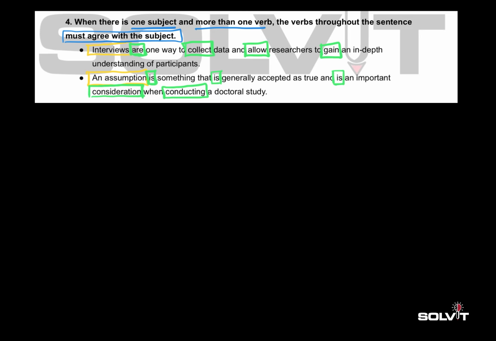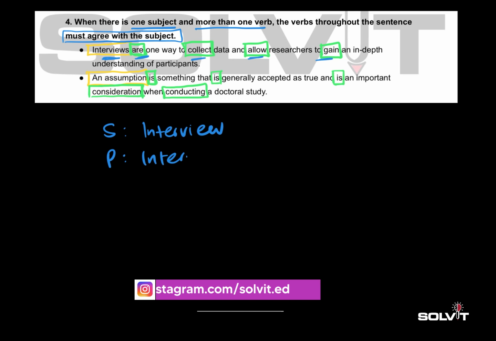So what does our rule say? Our rule says when there is one subject, which we have here, and more than one verb, which we have here, we have four verbs, then the verbs throughout the sentence must agree with the subject. So let's see if they are agreeing. Interviews is plural, all of us know that. The singular form is interview, and the plural form is interviews. Now let's see if the verbs are agreeing with the subject.